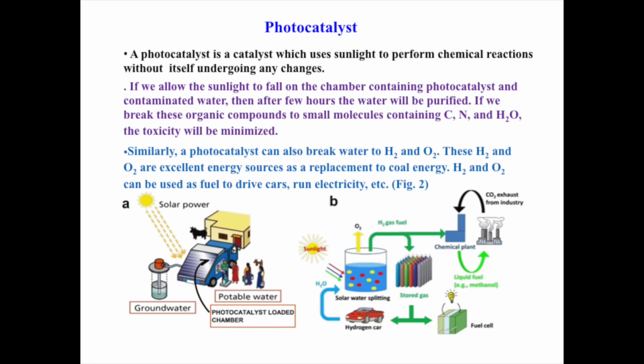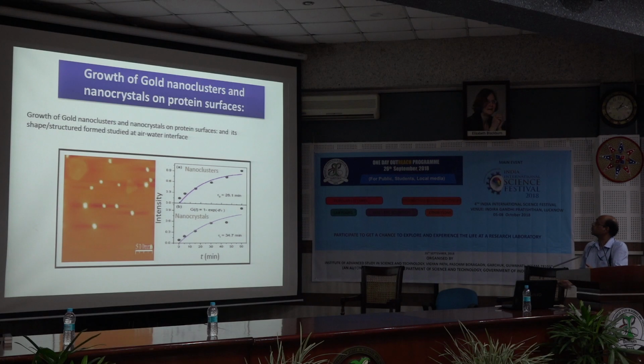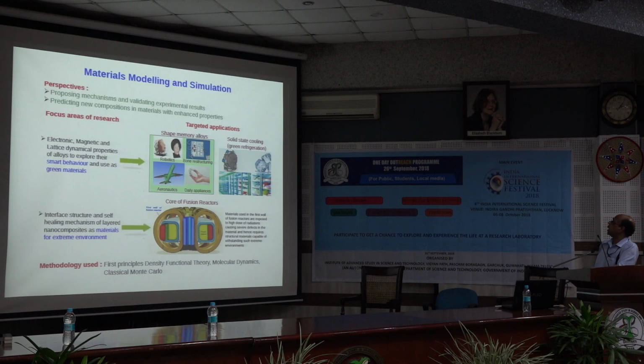Another important field of this photocatalyst is that it can also be used to break the water molecule, so that water can be broken into hydrogen and oxygen, and this hydrogen and oxygen are useful for generating energy. So instead of coal, since coal energy is going to go extinct now, we can use this hydrogen. If you develop this photocatalyst widely, this can be used to drive cars. We can produce electricity with the help of this. So these are some other works.